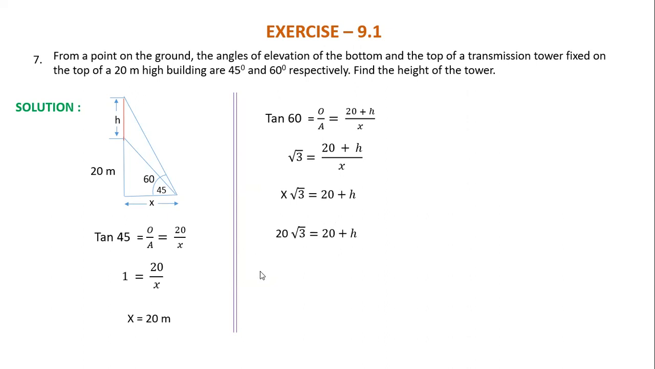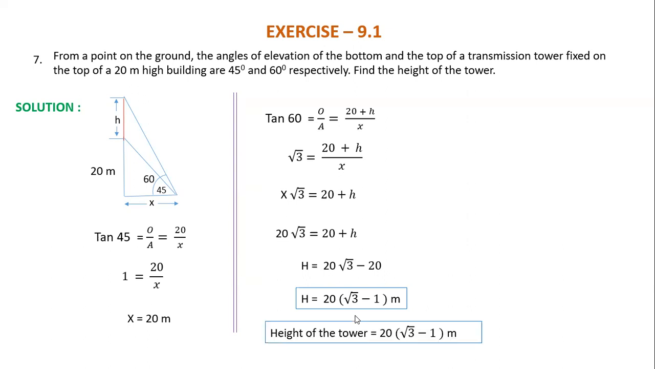Take 20 this side. Thus, h is equal to 20 root 3 minus 20. Take common 20 (root 3 minus 1). 20 bracket root 3 minus 1 meters. This is the height of the tower. So height of the tower is 20 (root 3 minus 1) meters.